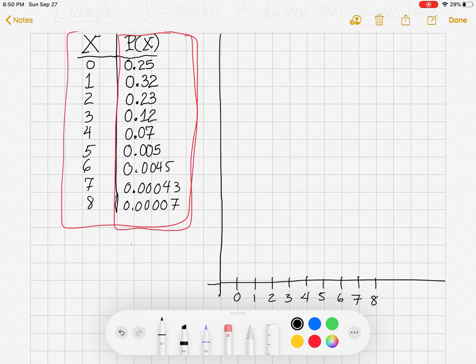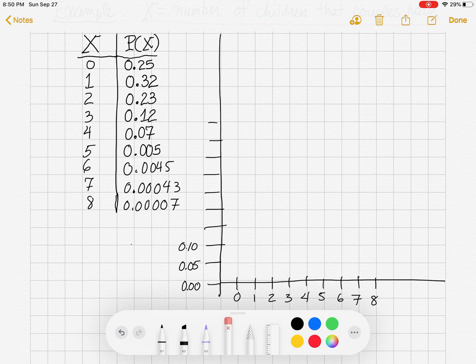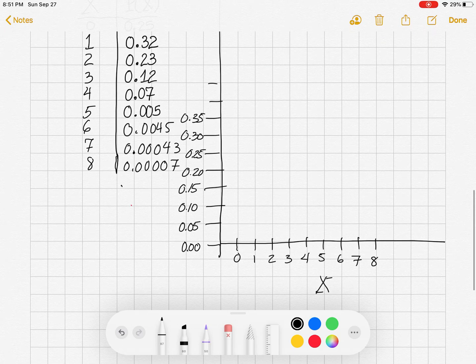So what should I go by? I'm going to go by 0.05 maybe. It's an idea. Okay, I'm going to start here. This is going to be 0.00, 0.05, 0.10, 0.15, 0.20, 0.25, 0.30, and 0.35. And that's all the farther I'm going to go with this.